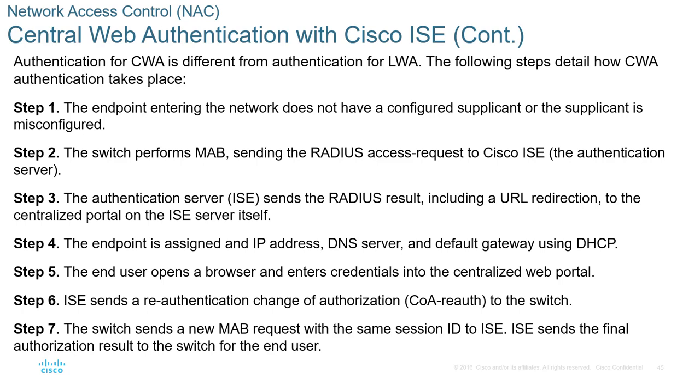The end user opens a web browser and enters their credentials into the centralized web portal. ISE sends a reauth challenge, a CoA reauth, to the switch. The last step is the switch will send a new MAB request with the same session ID to the ISE, and if appropriate, the ISE will send the final authorization results to the switch for the end user. The switch will then grant the end user access if allowed.